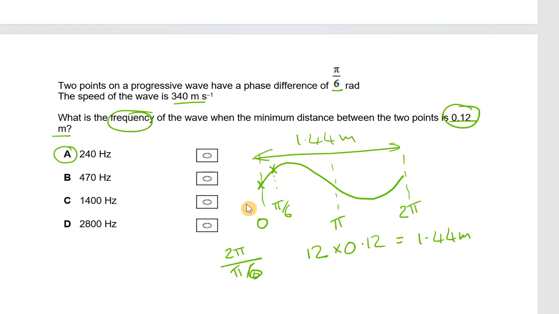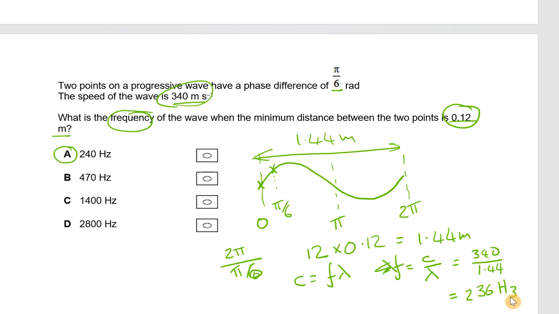Now we actually want to find the frequency of the wave, so I'm going to use the equation: velocity equals frequency multiplied by wavelength. Sorry, I'm trying to find the frequency. The frequency is equal to the speed over the wavelength. The speed, we're told, is 340 meters per second. The wavelength we've just calculated as 1.44 meters. Put that into your calculator and you'll get an answer of 236 hertz, or approximately 240 hertz.